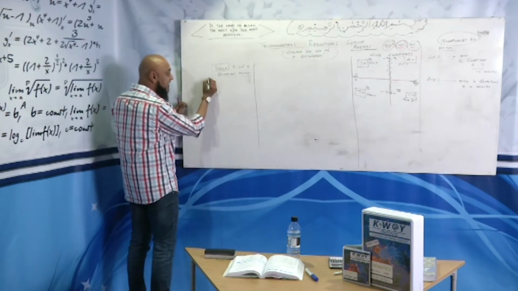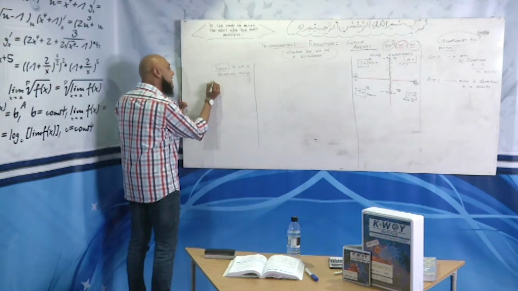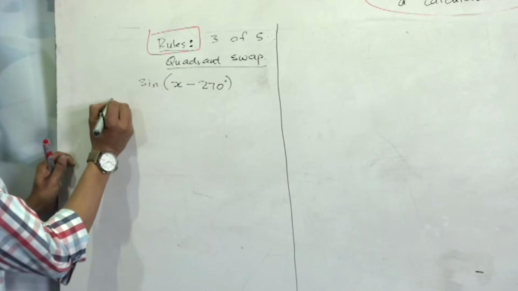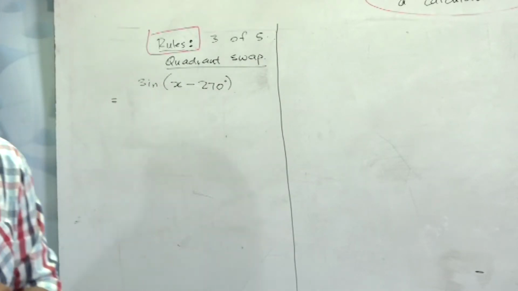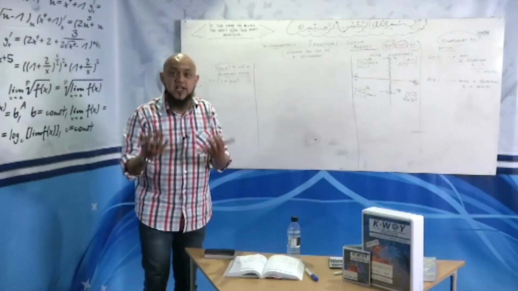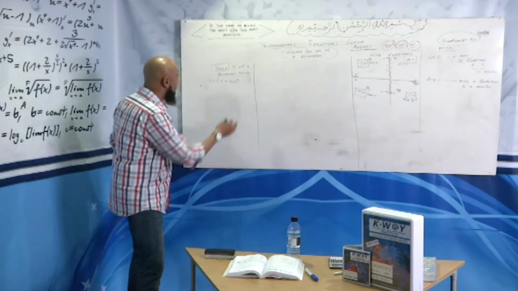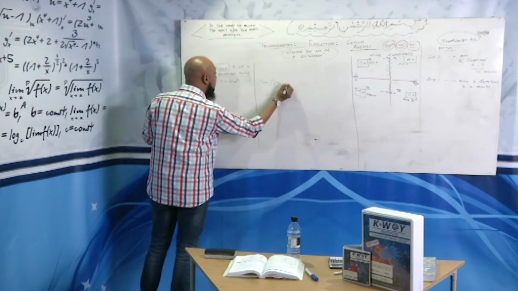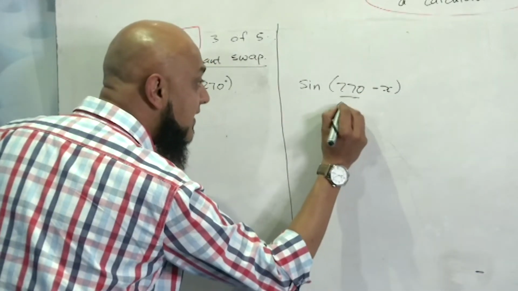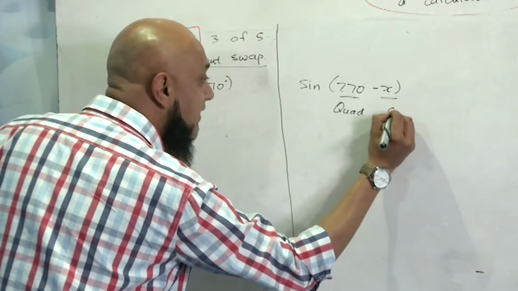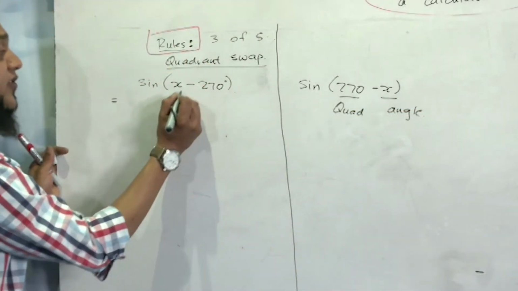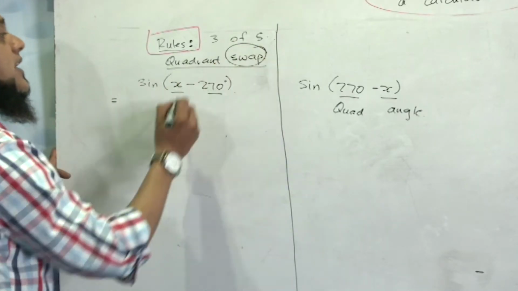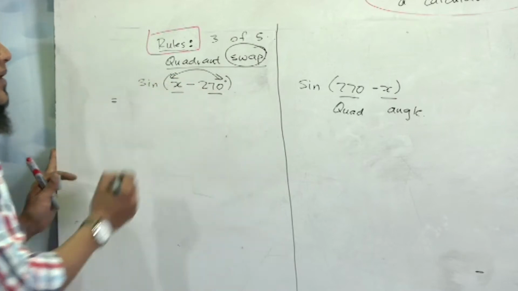Now watch this. This is what it looks like. So if they tell you sine x minus 270 degrees. Now, there are many ways in which your teachers will try and explain to you what needs to be done. In all the previous ones, we had it looking like this. We said sine 270 minus x. You always had the quadrant and you had the angle. In this case, you've got the angle first, now you have the quadrant. So it's called the quadrant swap. We are now going to swap the two over.